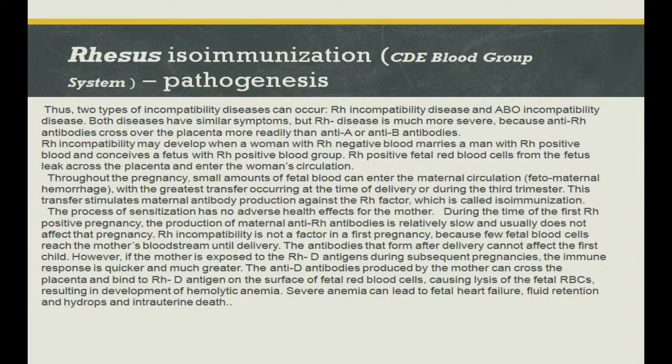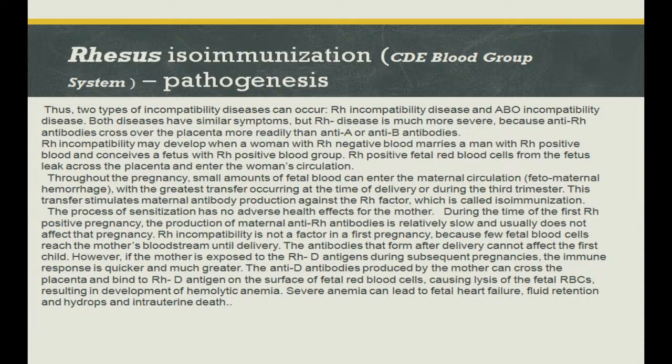The anti-D antibodies produced by the mother can cross the placenta and bind to the rhesus D antigen on the surface of the fetal red blood cells, causing lysis of the fetal RBCs, resulting in the development of hemolytic anemia. Severe anemia can lead to fetal heart failure, fetal fluid retention and hydrops, and intrauterine death. What are the functions of RBCs?